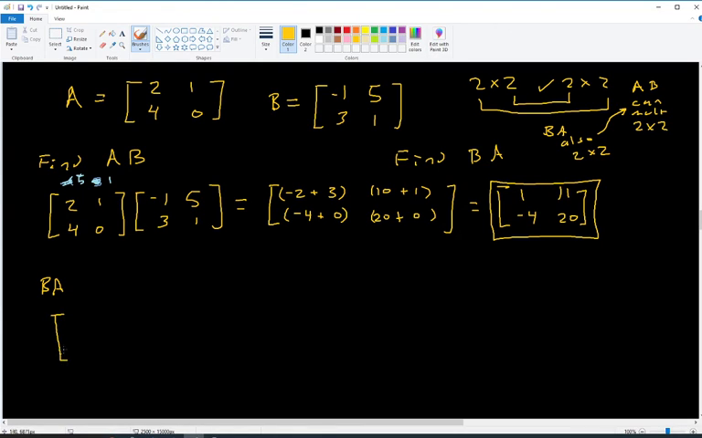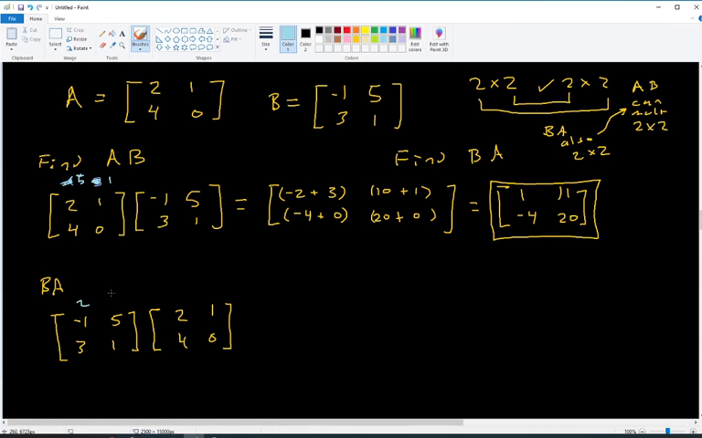So we put the B matrix first, -1, 5, 3, and 1. We put A's matrix 2, 4, 1, and 0. So we saw A times B ended up being this matrix. B times A is going to usually end up being a different matrix. Sometimes it ends up being the same, but most of the time you end up with different things, and that's fine. That's supposed to happen.